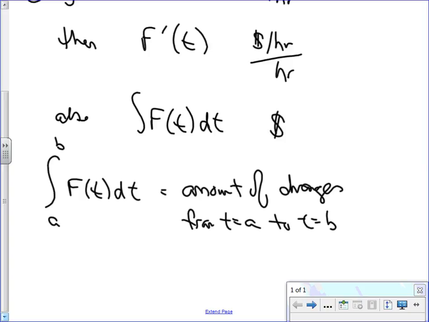It's going to take you back to an unnamed function. There's no name particularly for this function, so you can call it something if you wanted to. But you're going to take it back to this other function and plug in B and plug in A and subtract. It's how much something changes. All right? And the units are still going to be dollars.